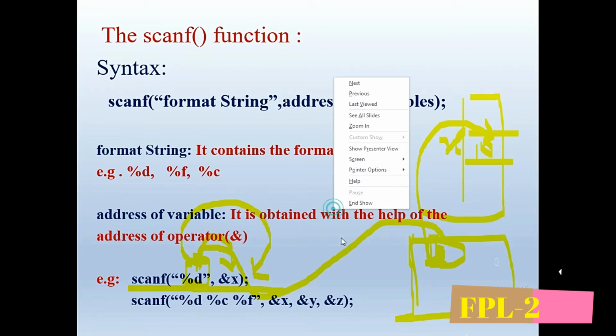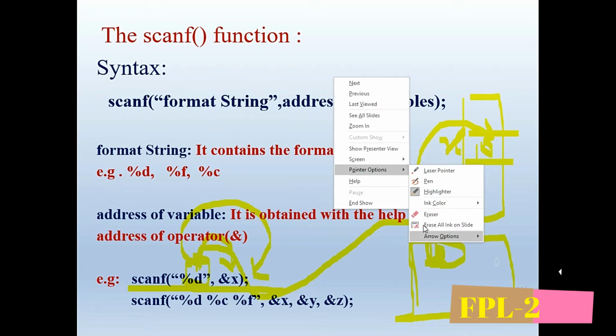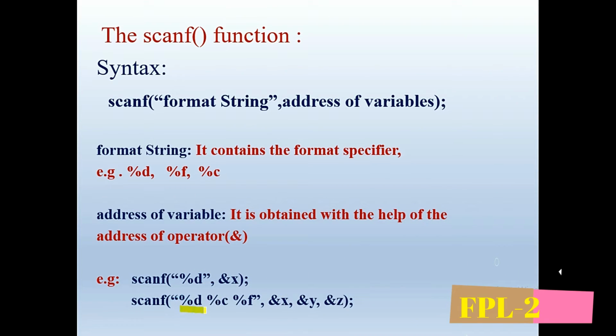In the same way, if you want to take more than one value at a time, this is the %d value, an integer value, stored in variable x. Take the second value, which is a character value, and store it in the variable y. Take the third value, which is a float value, and store it in the variable z. So one by one you have to type in the same order.